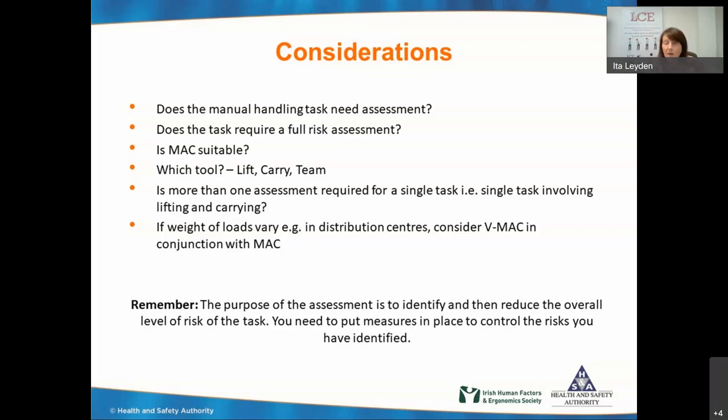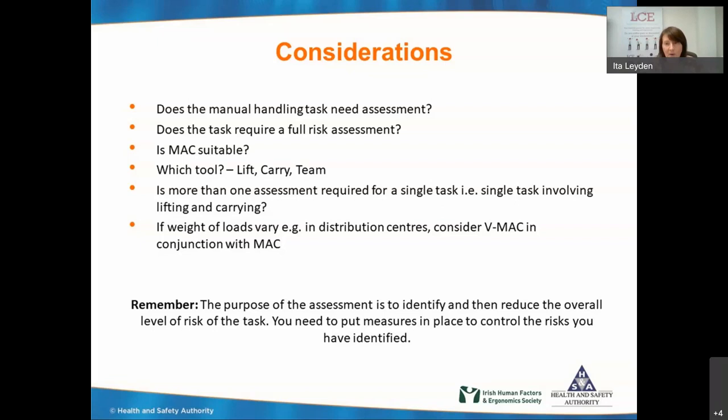And there may be more than one assessment required. So a single task might involve lifting and carrying, and you're doing two assessments for that. And if the loads vary, for example, in distribution centers, there is a variable MAC, it's called a V-MAC, which will give you some indication as to the overall level of risk. And that can be used by combining individual MAC assessments, and that is available also on the HSE's website.